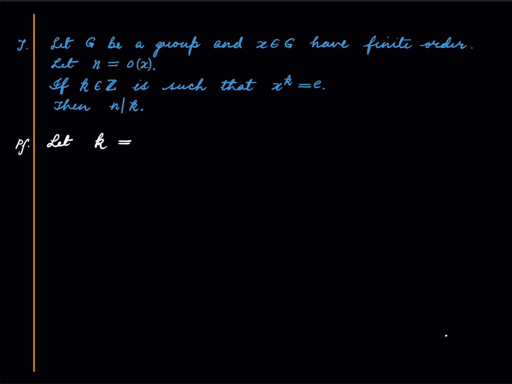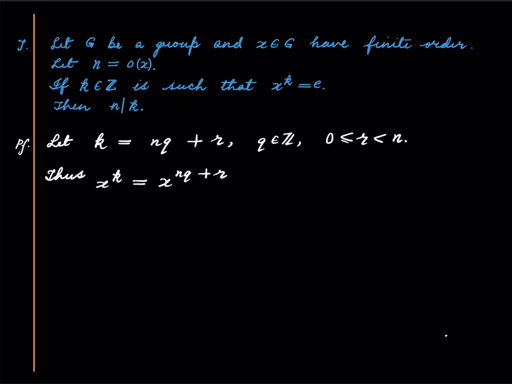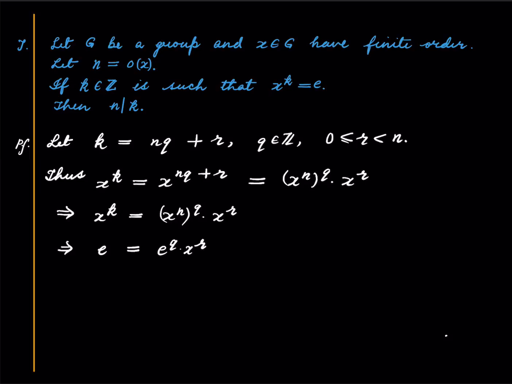So let k equal nq plus r, where q is some integer and r is in this range. This is by the division with remainder theorem. Thus x to the k is x to the nq plus r, which one can see is actually equal to that. All right, so let's take the middleman out. But x to the k is the identity, that's the hypothesis. What about x to the n? x to the n is also the identity because n is the order of x. So we get that, but this means e equals x to the r.